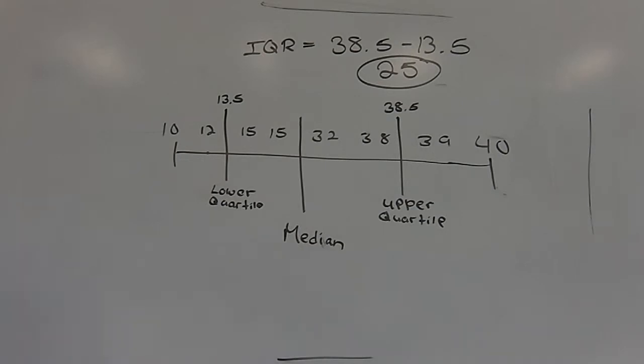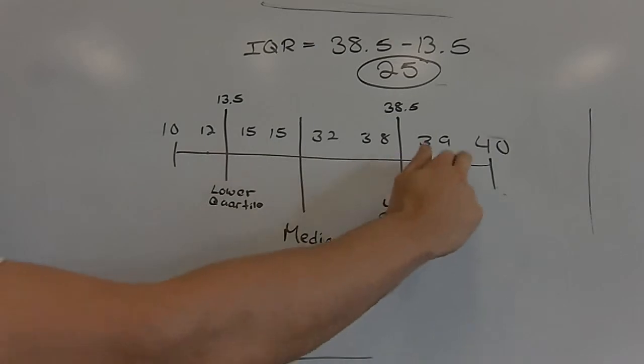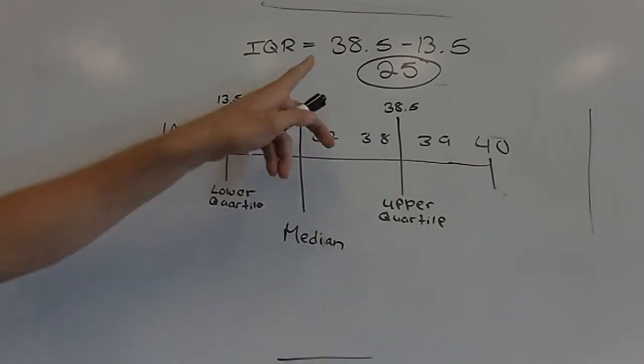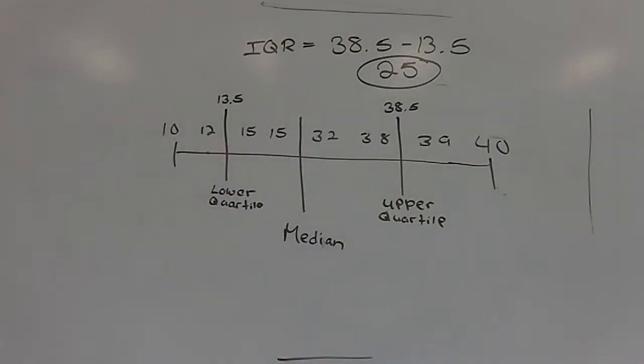So, we've taken our data, we found the median, the lower, and upper quartiles. We split our data into 4 equal pieces, or 4 equal quartiles, and we found the interquartile range by subtracting the lower quartile from the upper quartile. The last thing we want to talk about today are outliers. Okay?